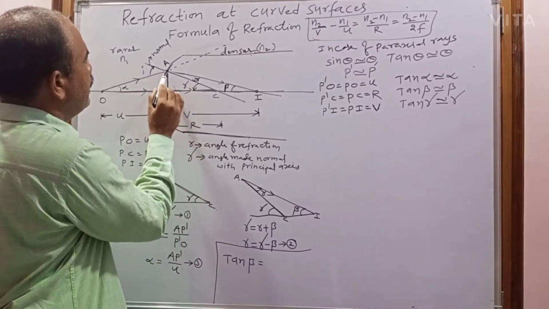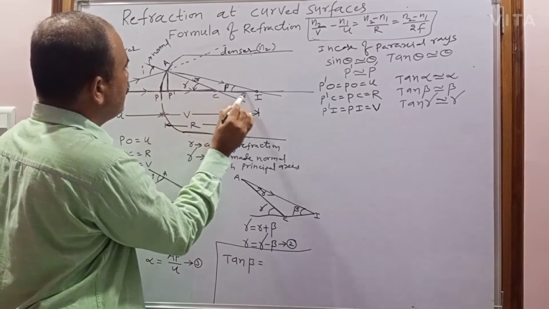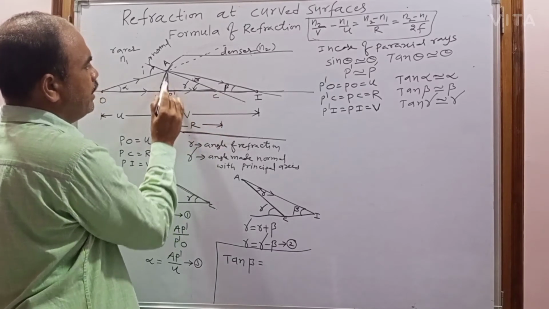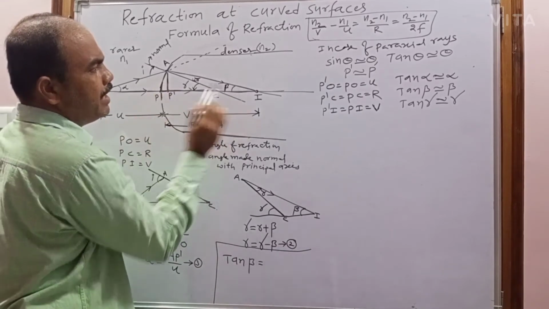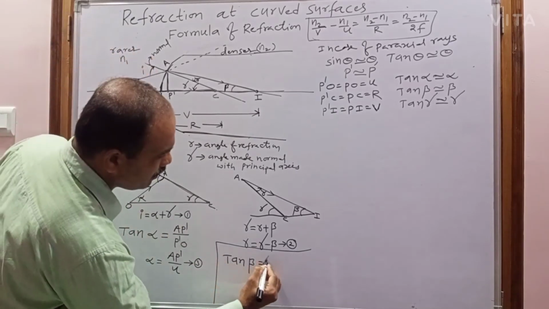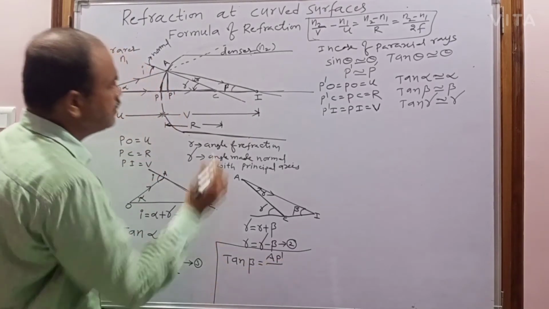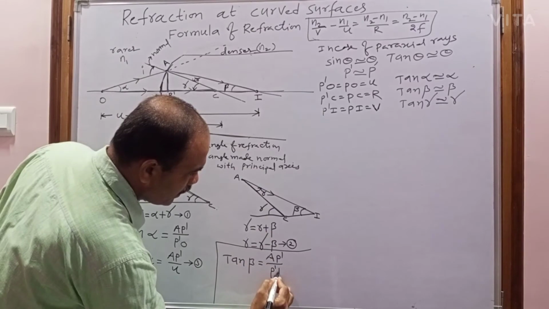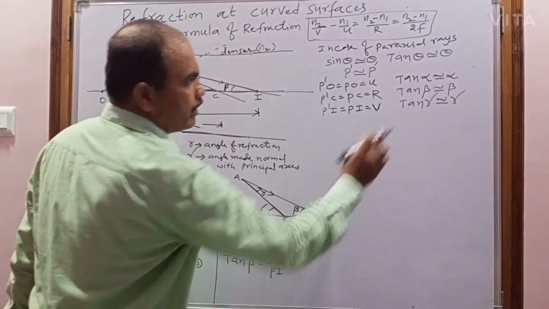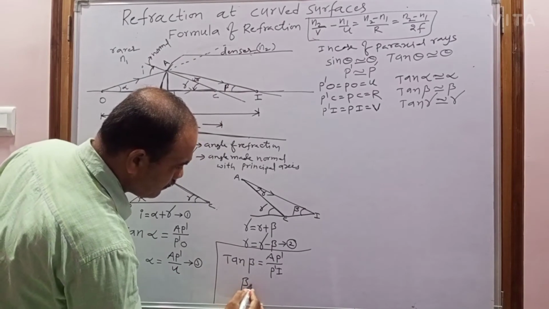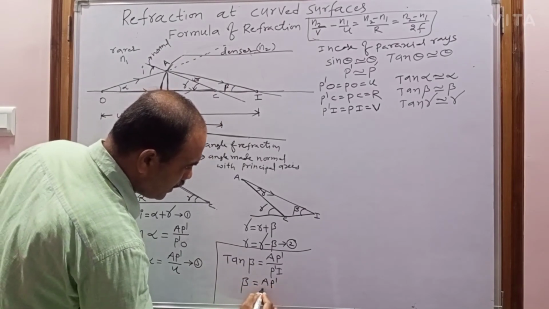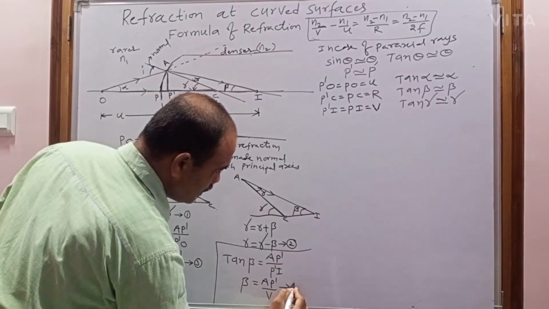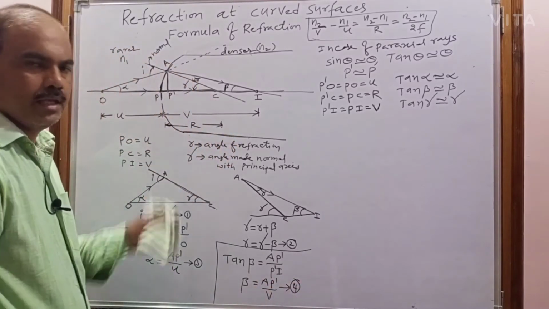Now by taking the triangle AP dash I, for this beta, the opposite side is AP dash and the adjacent side is P dash I. So tan beta is nothing but AP dash by P dash I. The tan beta can be taken as beta equal to AP dash by P dash I, and P dash I is nothing but V. Now consider this equation 4.